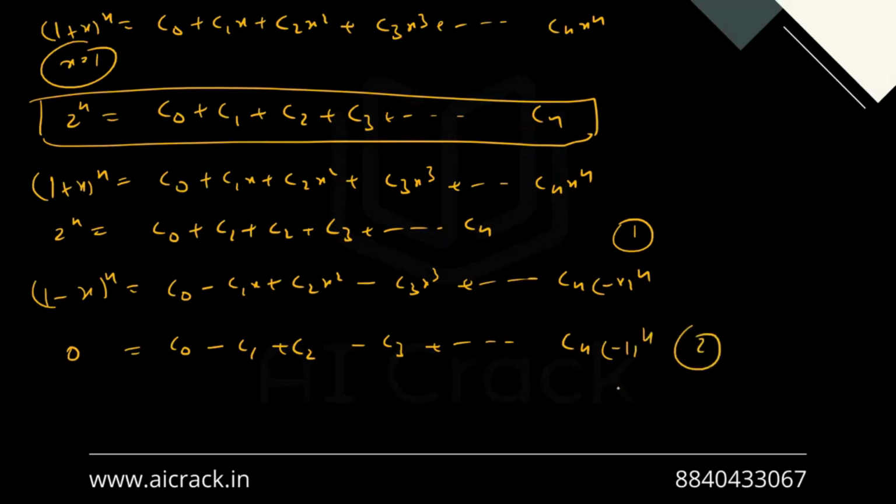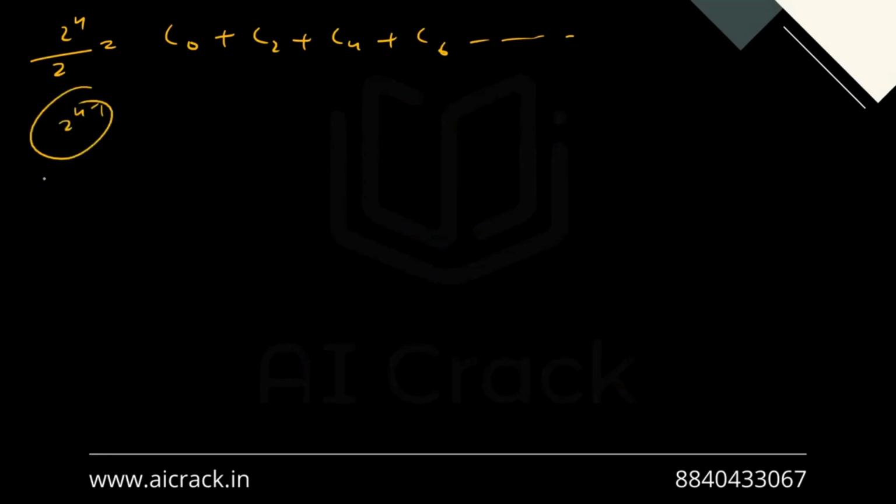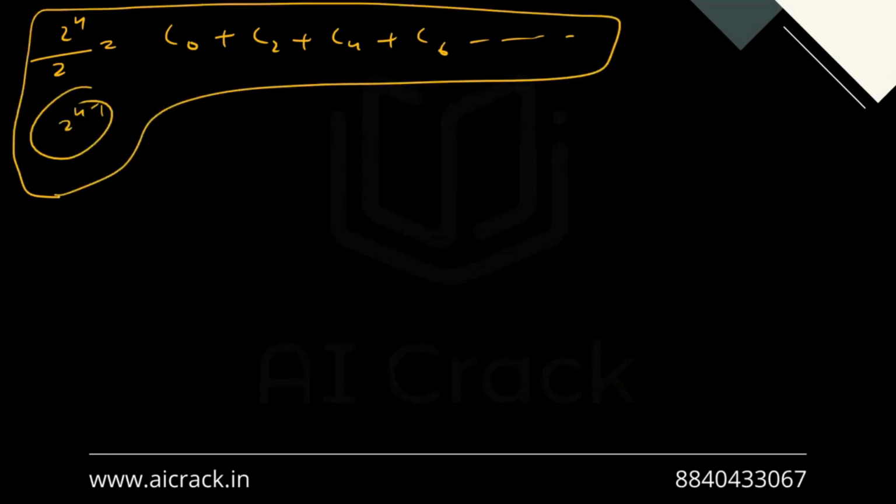If you add first and second, what will you get? 2 raised to the power n equals 2 times C0. This and this get cancelled out. Plus 2 times C2 plus 2 times C4 till the end. Okay. Now 2 raised to the power n by 2 equals C0 plus C2 plus C4 plus C6 till the end. So this becomes 2 raised to the power n minus 1, right? You again have to remember this one as well.